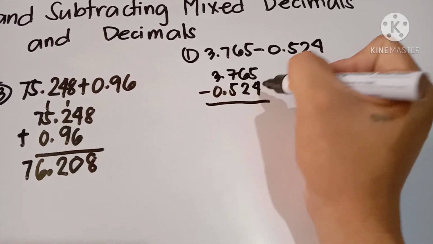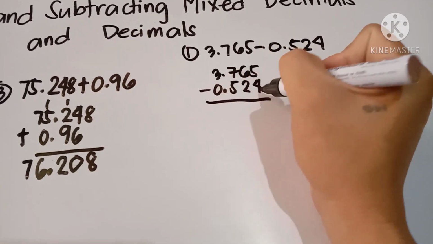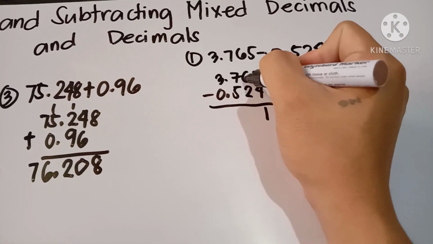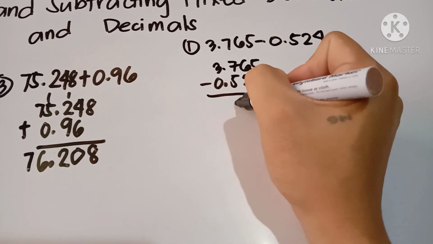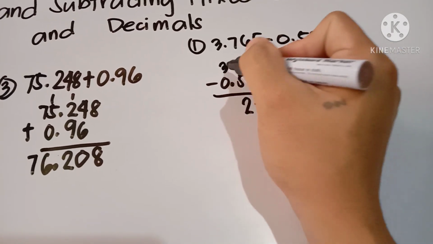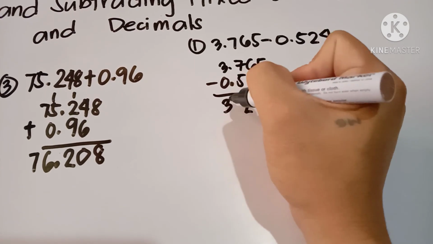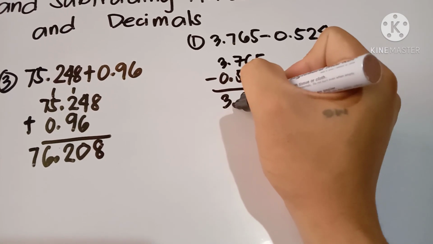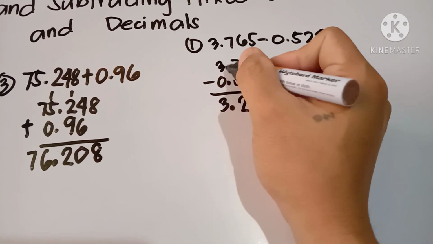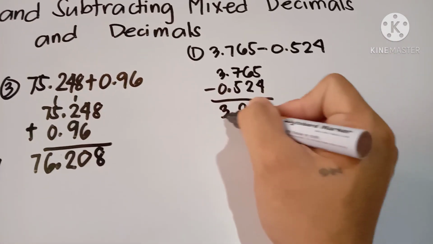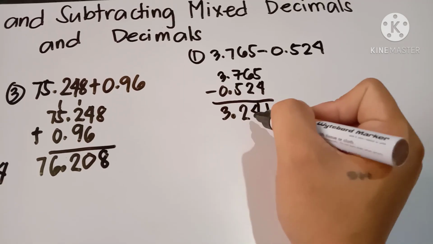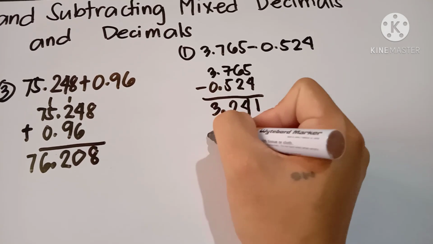So, 5 minus 4 is equal to 1. 6 minus 2, that is equal to 4. 7 minus 5, that is equal to 2. 3 minus 0, that is equal to 3. And don't forget to write the decimal point here. So, dapat naka-column siya, naka-align. Okay, so the difference is 3 and 241 thousandths.